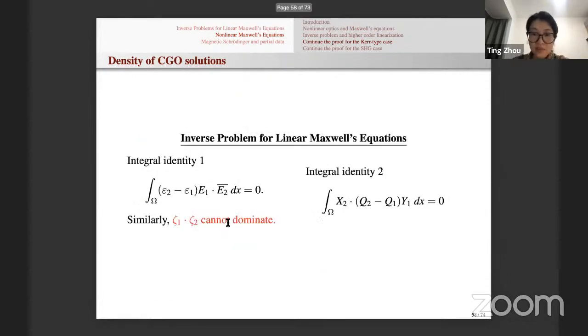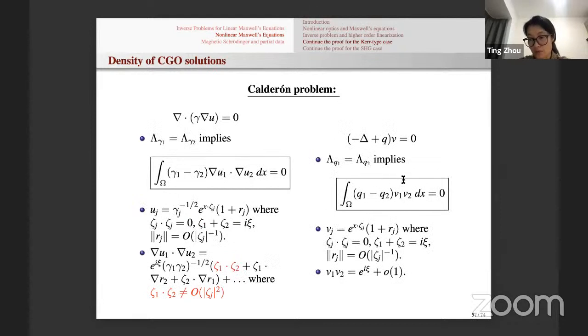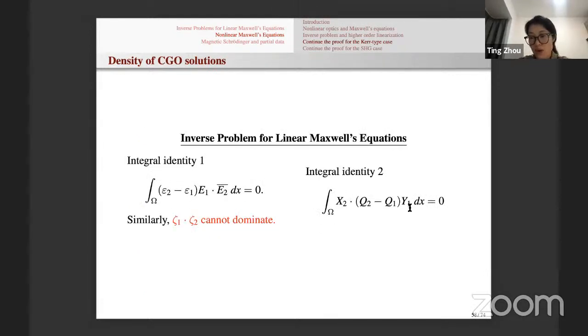The same thing happens with Maxwell's equations. If you look at the inverse problem for linear Maxwell's equations earlier, remember what we did for the proof, at least using Ola-Sommersello's reduction. This is the integral identity we derived, where Y1 is the CGO solution for the Schrodinger equation and X2 is the solution for the first-order Dirac system. However, you can say that it is a solution for another Schrodinger equation. This is very similar to this equation here for the Calderon problem. You have X2 and Y1 being CGO solutions for a certain Schrodinger equation.